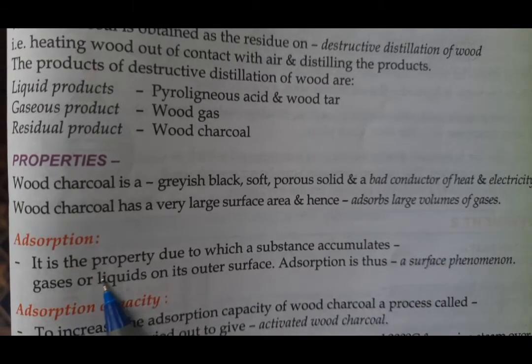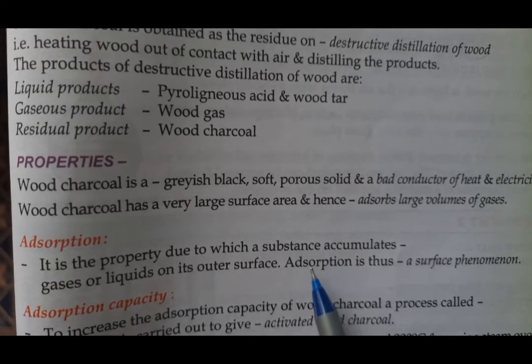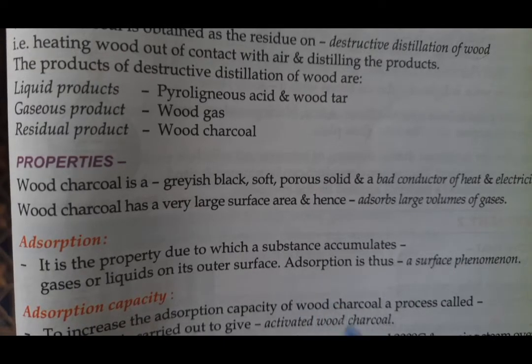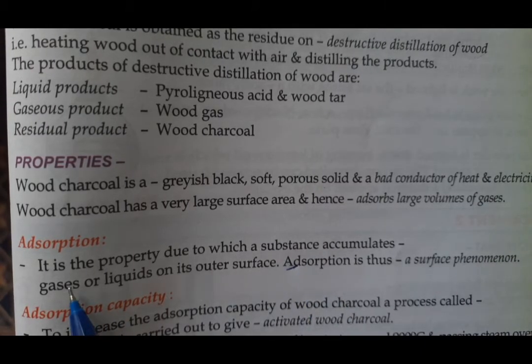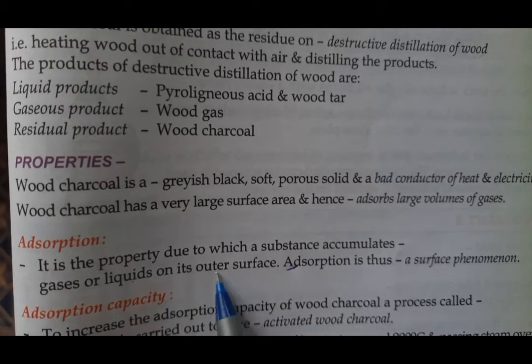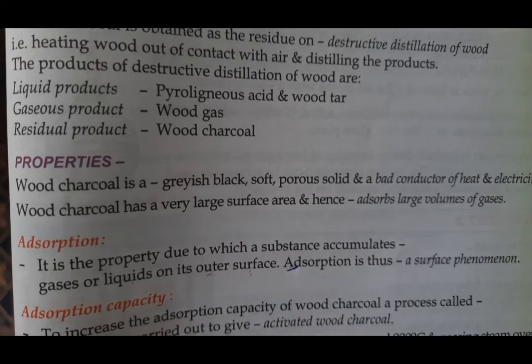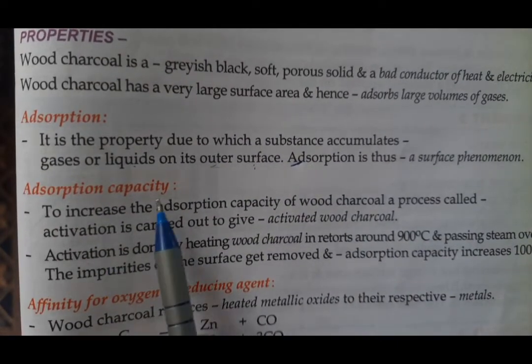When it adsorbs on the surface, that is called adsorption. One is called absorption, but here it is adsorption. Adsorption is a surface phenomenon, where the gas or liquid gets adsorbed on the outer surface of wood charcoal. After that, remember this one: adsorption capacity.